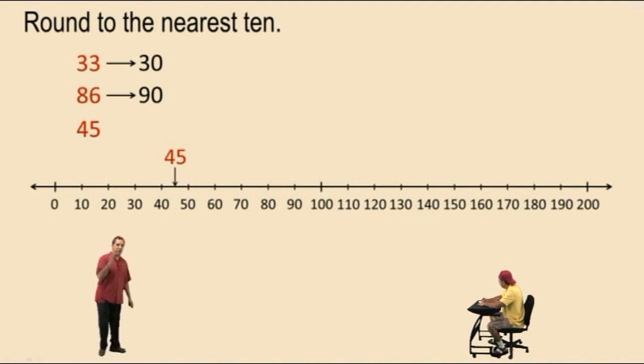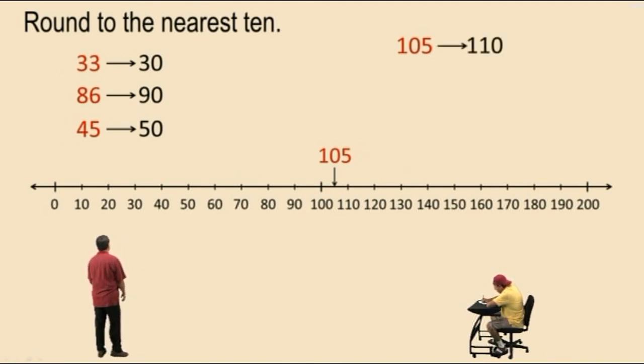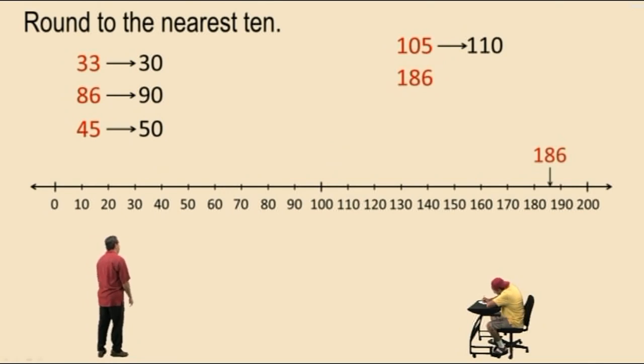45. Now 45 is right in the middle of 40 and 50. And when we're in the middle, remember we round up. That means go to the right on the number line. So 45 rounds to 50. 105 is right in between 100 and 110. When we're in the middle, we go to the right, we round up. So 105 rounds to 110.